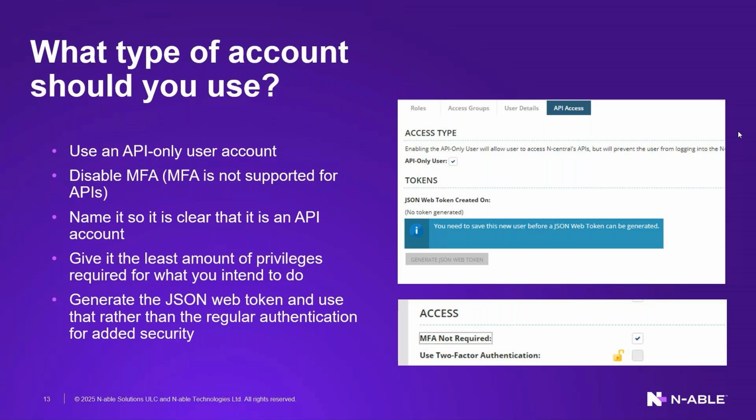You should always name it clearly as an API account. So if someone is cleaning up the user accounts within your system, and they're wondering what a particular account is doing, if it's got API in the name, at least they're going to know to query that before they disable it or delete it. Give the least amount of privileges required for what you intend to do. So between the roles and the access groups, you can really curtail the permissions that the API-only user account has. Now, for the purposes of the masterclass today, we're probably just going to use some default pre-configured settings in terms of roles and access groups.